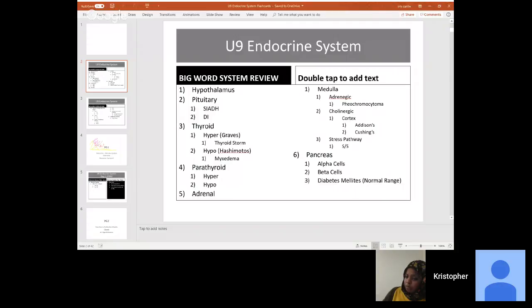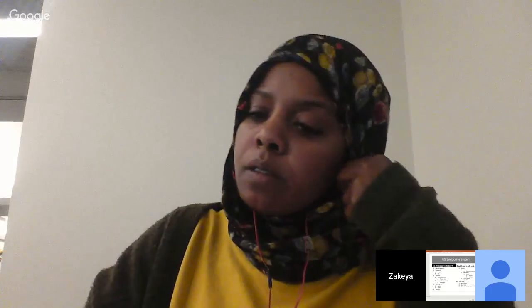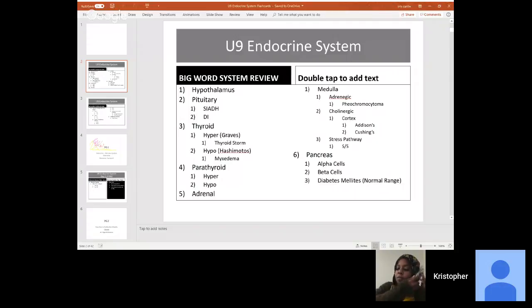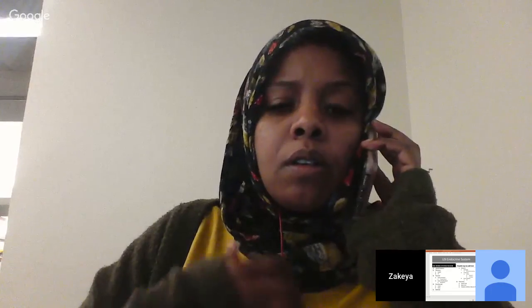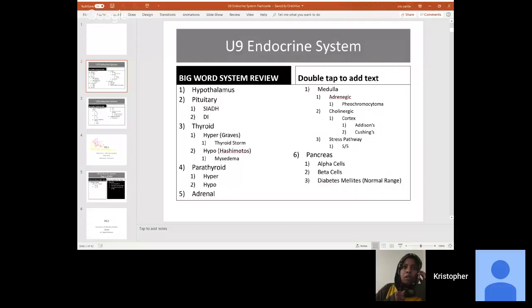So adrenal cortex, what would be associated with the adrenal cortex? What would be the other 3 phrases that I could use that are synonymous with adrenal cortex in regards to what that side does? Cholinergic is one of them. What are the other 2 with the adrenal cortex?